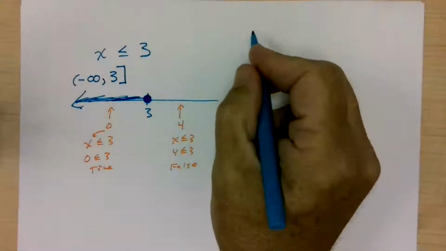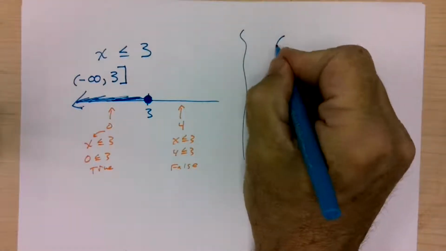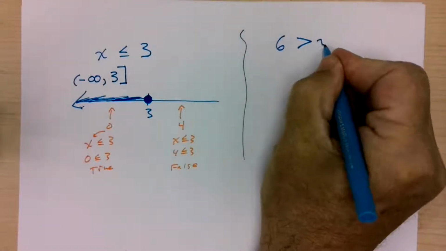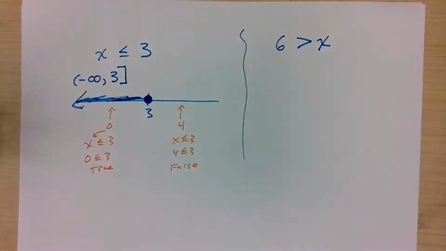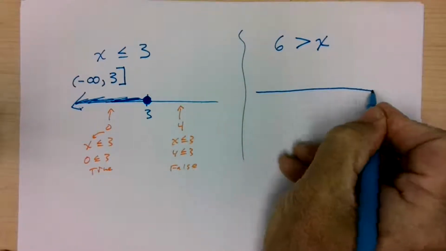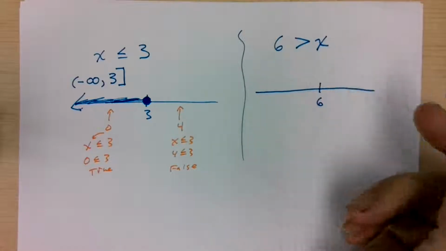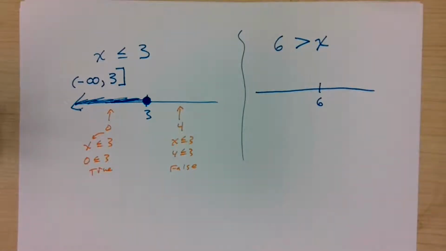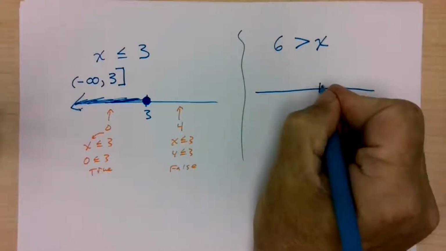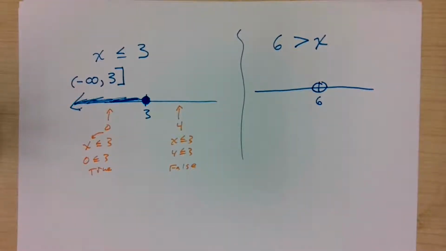Let's look at another one in a similar vein. If I'm going to say 6 is greater than x, my approach is going to be essentially the same. 6 is going to be our point of interest, what I sometimes call a cut point. It is greater than, not greater than or equal to. If it's greater than, we are not allowed to use the 6. We have to stay away from the 6. We'll use an open circle here.